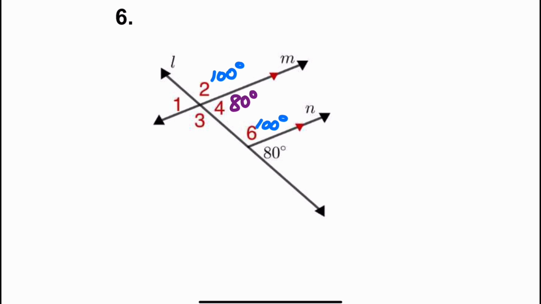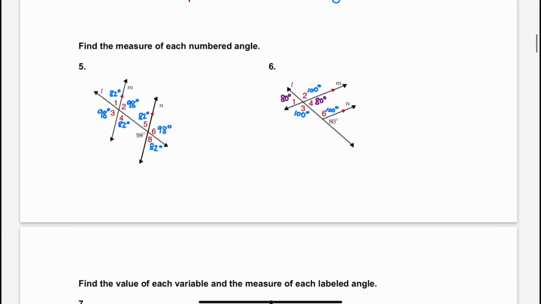1 and 4 are vertical angles. Vertical angles are always the same. So angle 1 has to be 80 degrees as well as angle 4. And angle 2 and angle 3 are vertical angles, and so they are also the same. So angle 3 is also going to be 100 degrees.